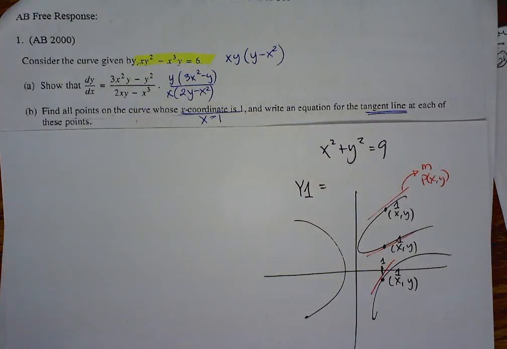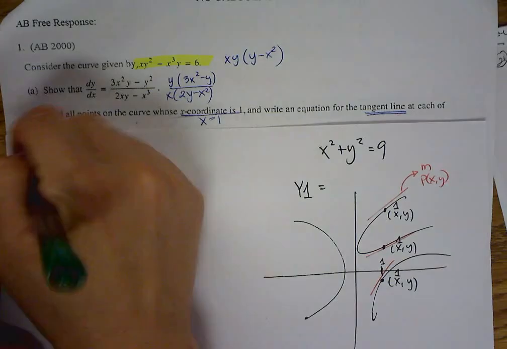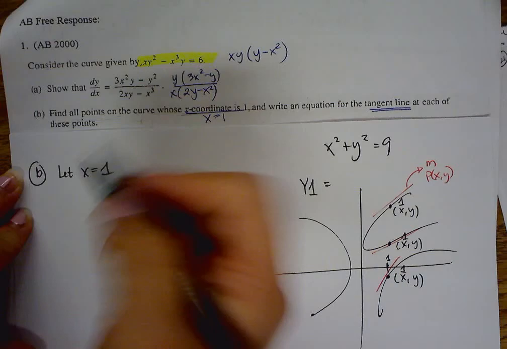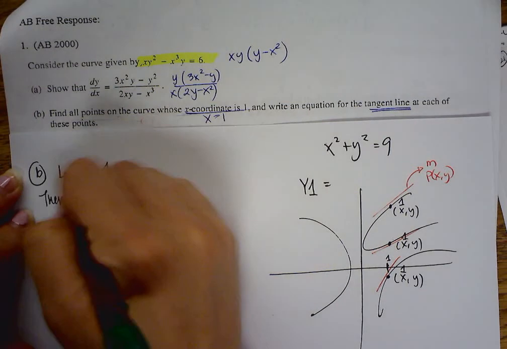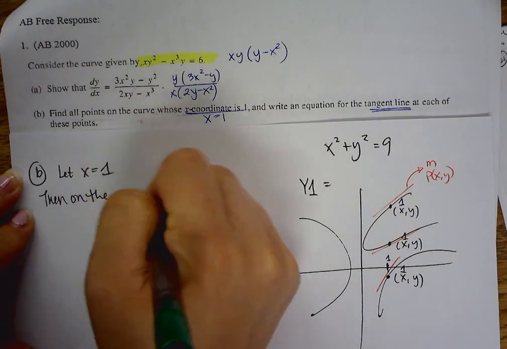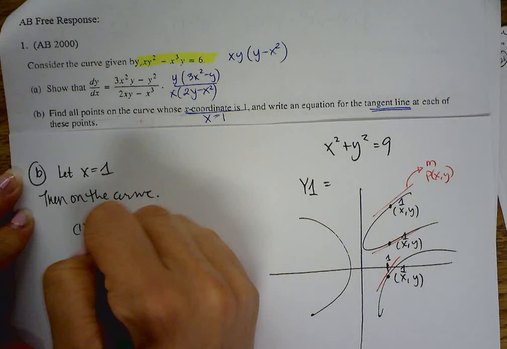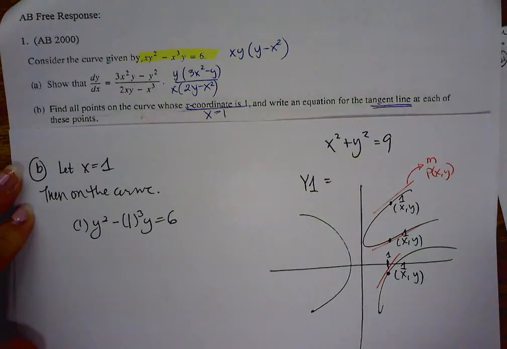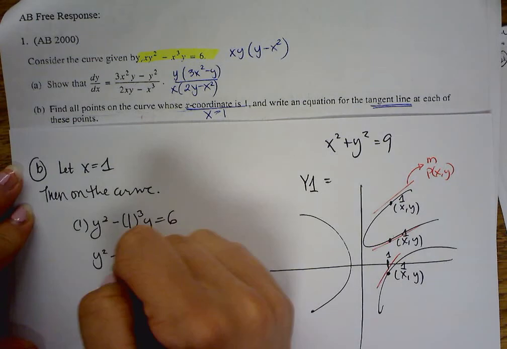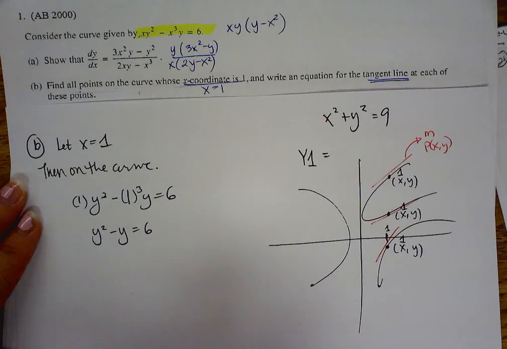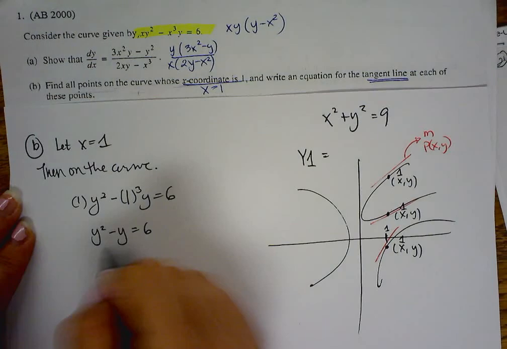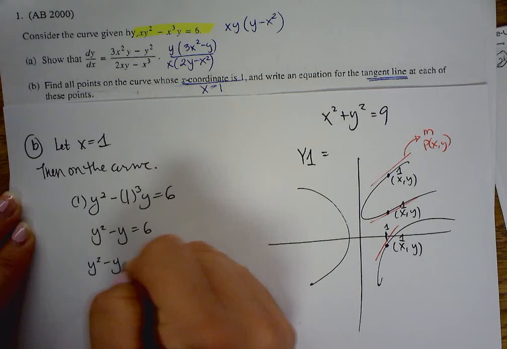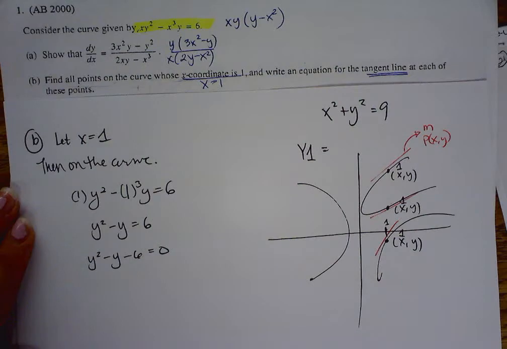Okay, so let's begin. If I know that x equals 1, I'm going to plug that into the original curve. I'm going to say 1 times y squared minus 1 cubed times y equals 6, which means that y squared minus y equals 6. I'm trying to solve for y, so I'm not going to try to factor yet. What should you do? Move everything to one side. So y squared minus y minus 6 equals 0. And conveniently, I can factor that.